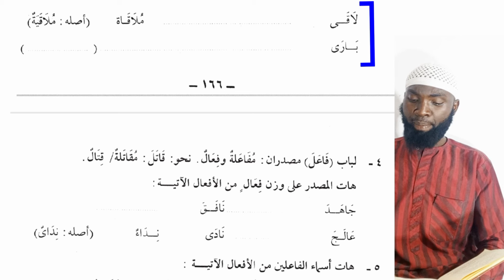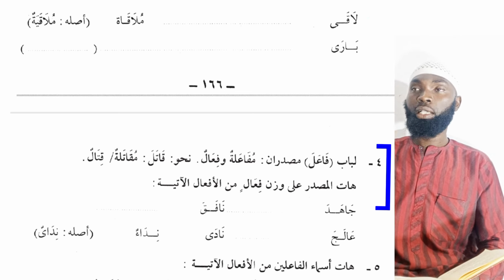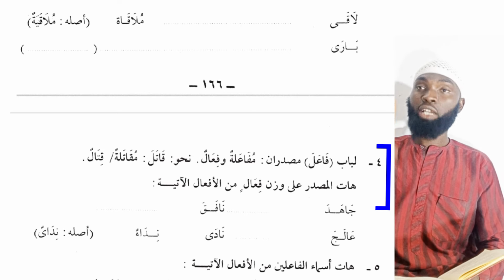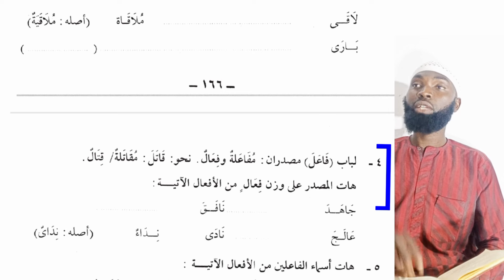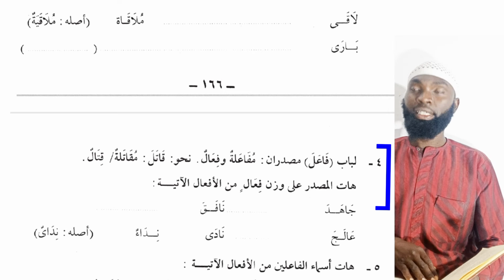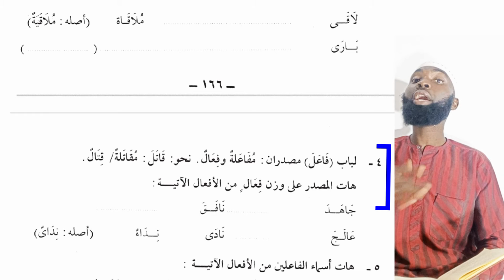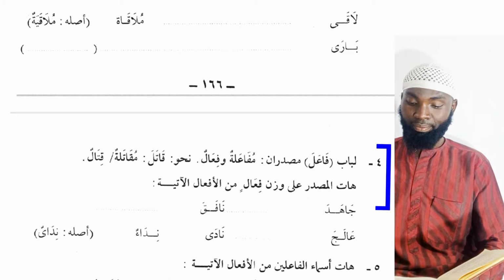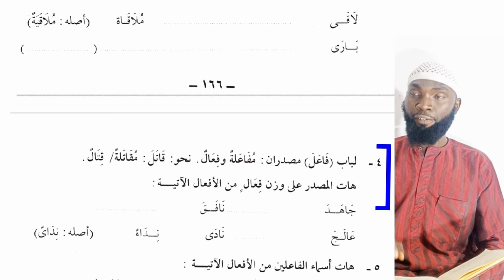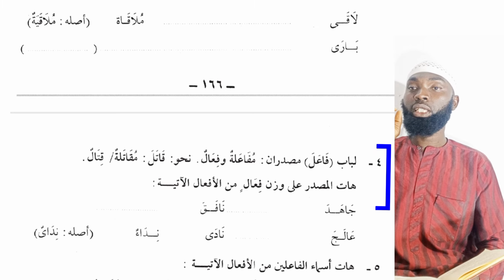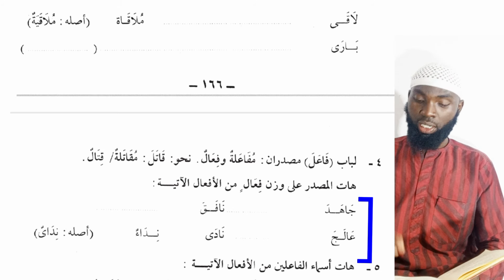Now we have here, for the Bab of Fa'ala, the pattern of Fa'ala, there are two verbal nouns. The first one is what? Mufa'alatun and fi'alun. Any of these two patterns. An example is the word qatala, he fought. Muqatalatun, fighting, or qitalun. Any of the two masdar can be used. Bring the verbal nouns on the pattern of fi'alun from the following verbs. The first word is jahada, it will be jihadun.